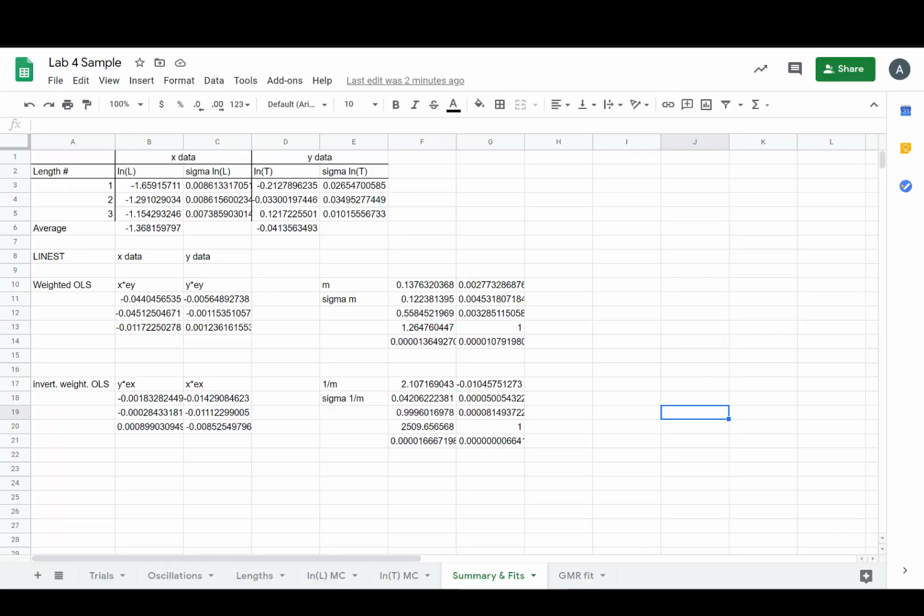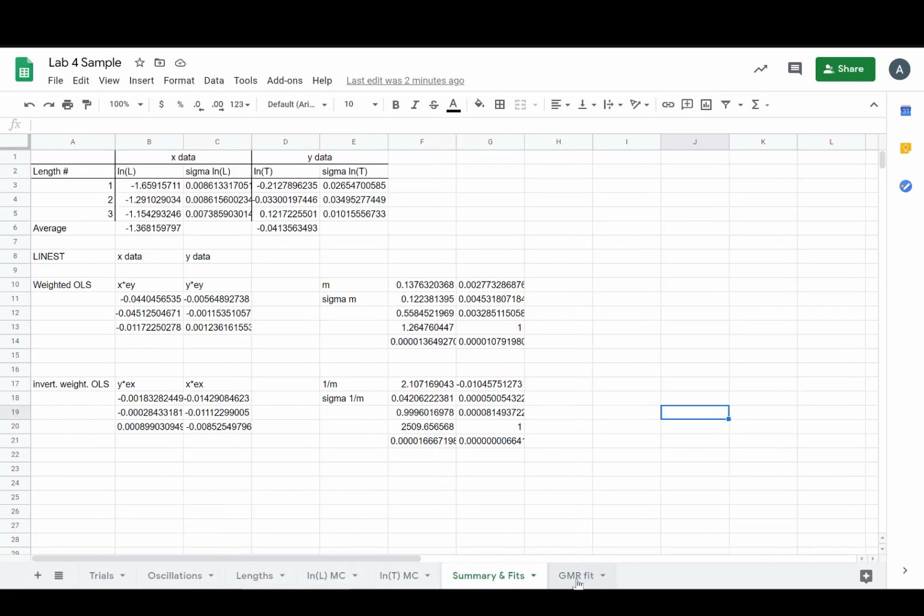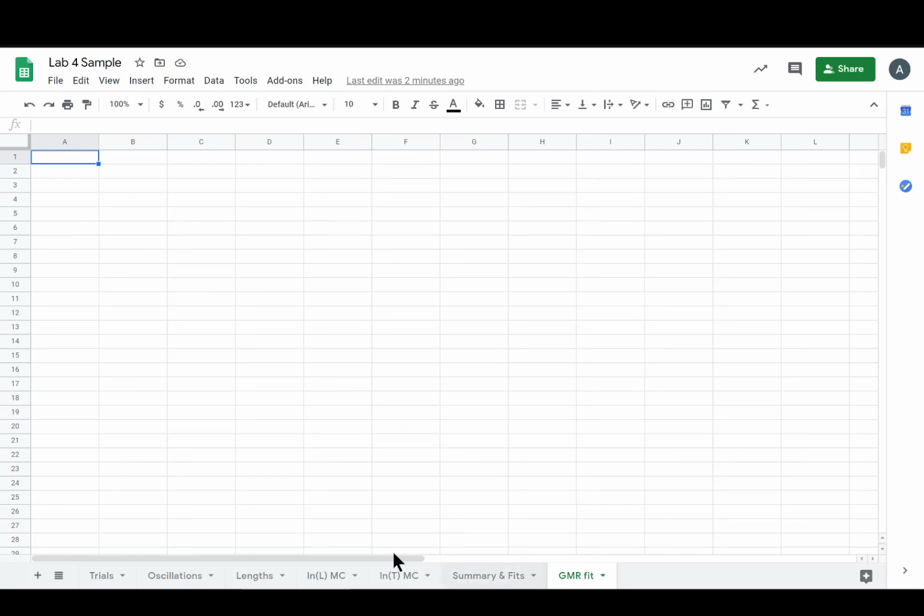Hey y'all, we just found the weighted OLS fit and the inverted weighted OLS fit. We're going to use these two together to find the GMR fit. Here I clicked over to my new sheet labeled GMR fit. The GMR fit is going to be the fit that we use to find what P is.